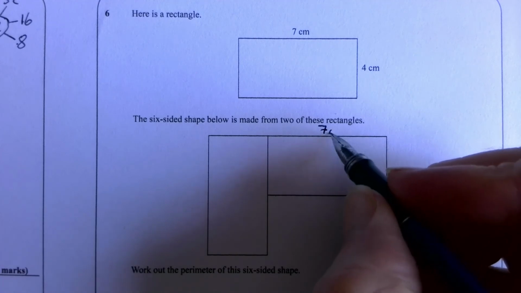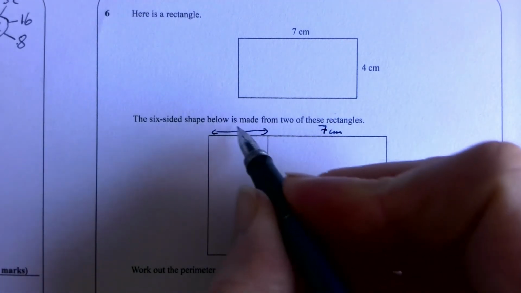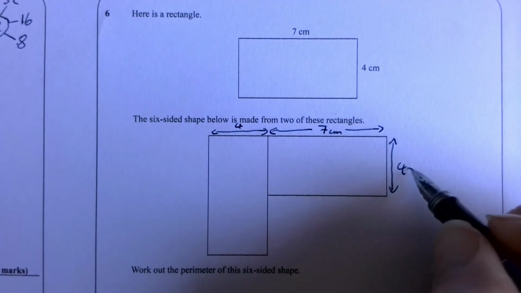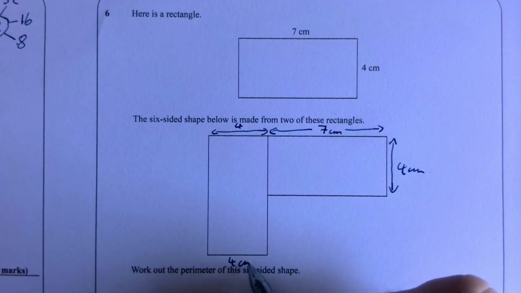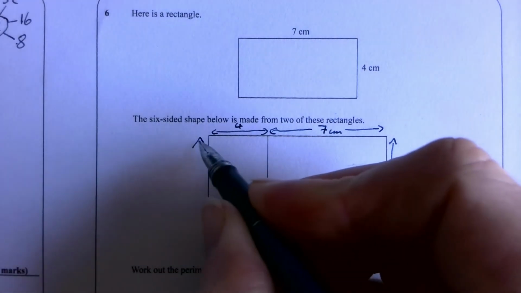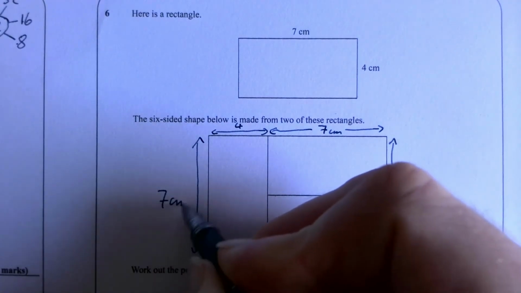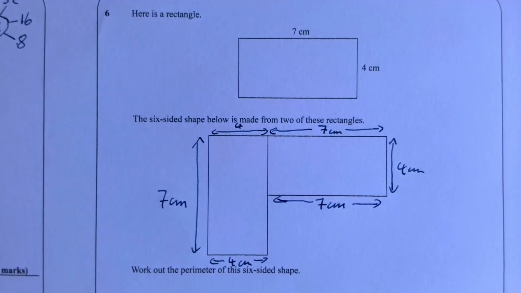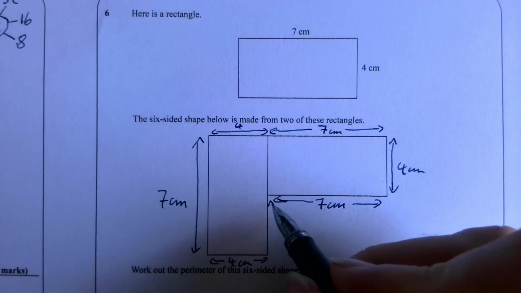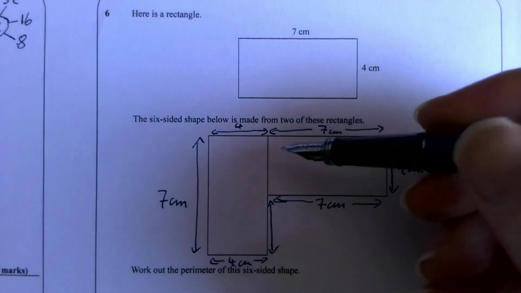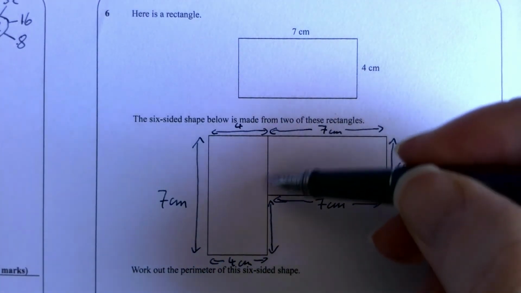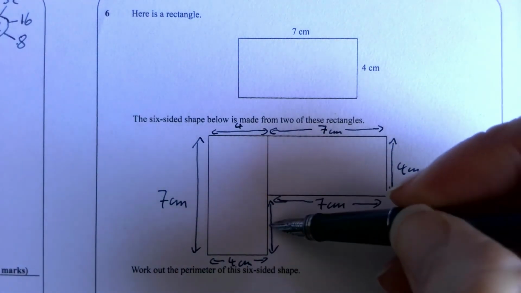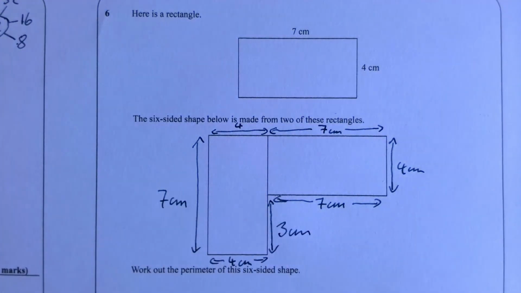Right, so that's 7 centimetres. From there to there is 4. From there to there is 4. That is 4. That is 7. And that is 7. So the one bit we need to work out is this distance here. Well, from there to there is 4. From there to there must be 4. And if from there to there is 7, 4 plus 3 makes 7, so that must be 3 centimetres.